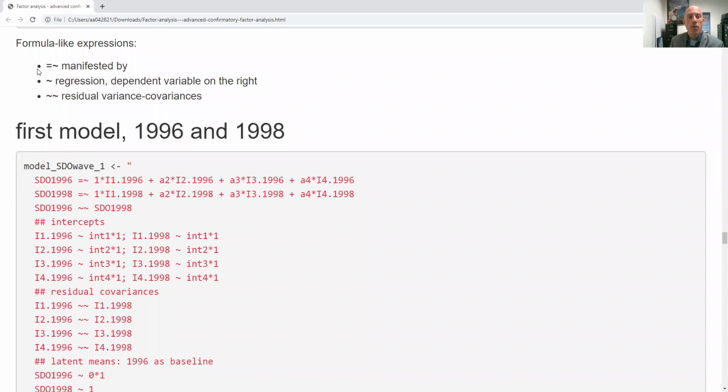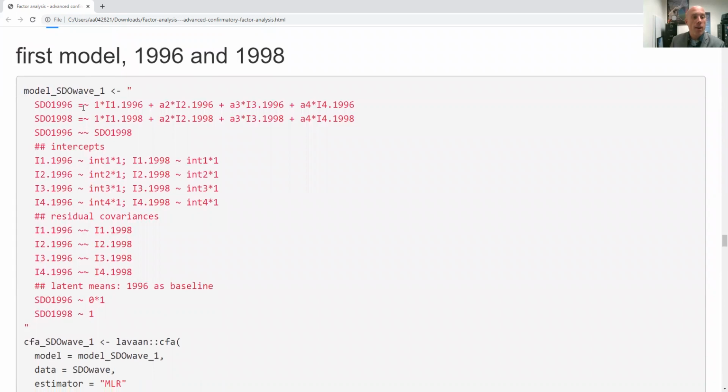All right, in this situation, it's a little bit more complicated than what we looked at formula-wise before. Just to remind you, if I have equal sign tilde, this is saying manifested by. This is a latent variable dependent on observable variables. If I have a single tilde, this is a regression model where the dependent variable is on the left and independent variables are on the right. And when I see double tilde, this one's new for us, this is residual variance-covariance modeling. Now let's go ahead and take a look. Here, I'm going to use the years 1996 and 1998. And here are our formulas.